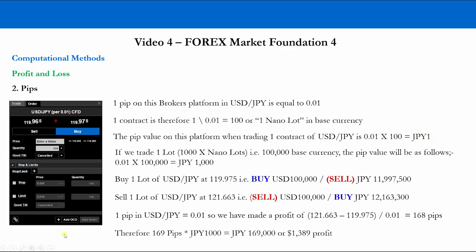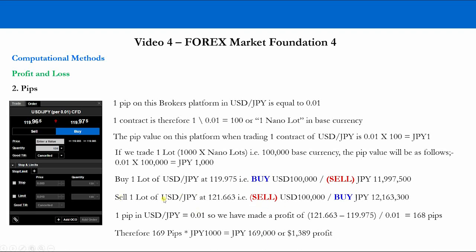So if we trade 1 lot, which is obviously much bigger, it's going to end up being 1,000 nanolots. So 100,000 in base currency, and the pip value is going to work out as 1,000 Japanese yen in quote currency. So let's say we buy 1 lot of dollar yen at 119.975 on the platform here. So selling 11,997,500 Japanese yen, and then we trade out of this position.